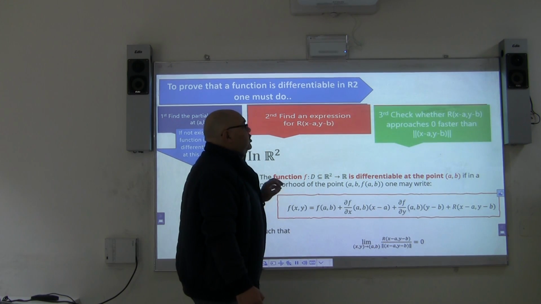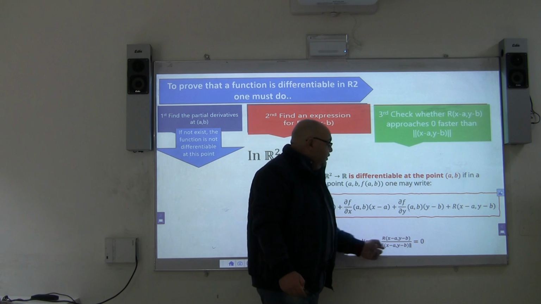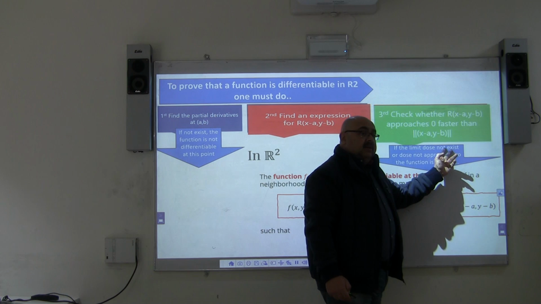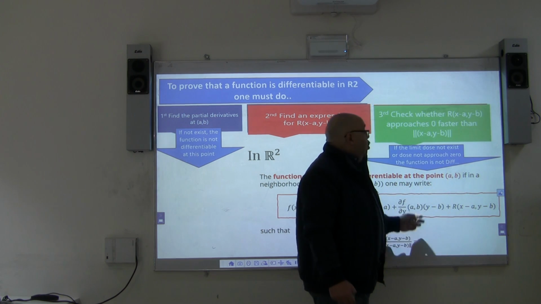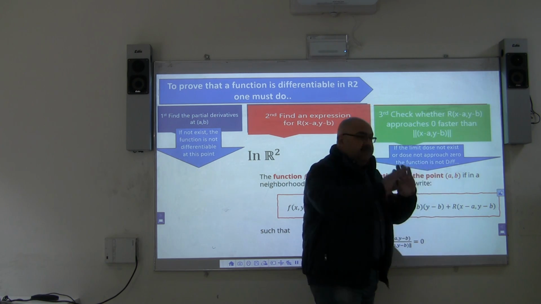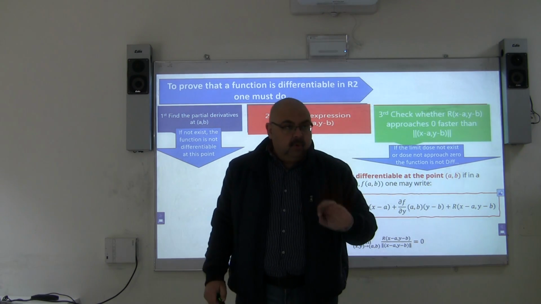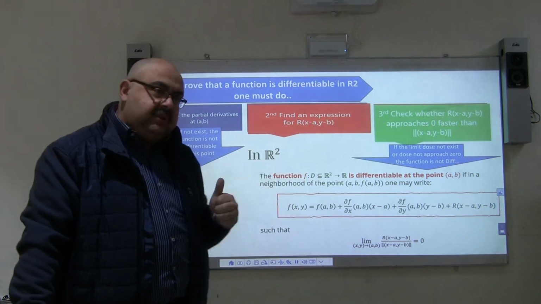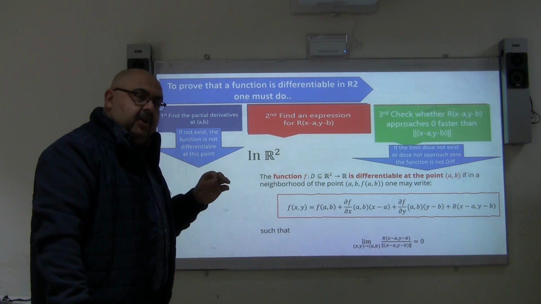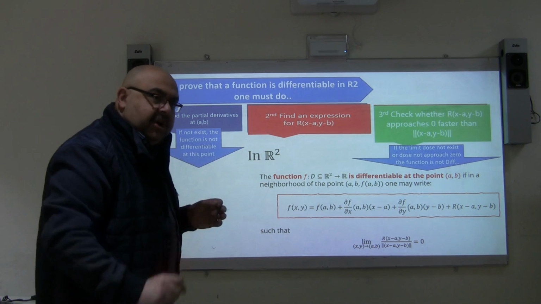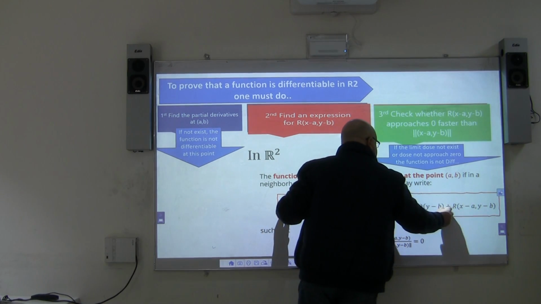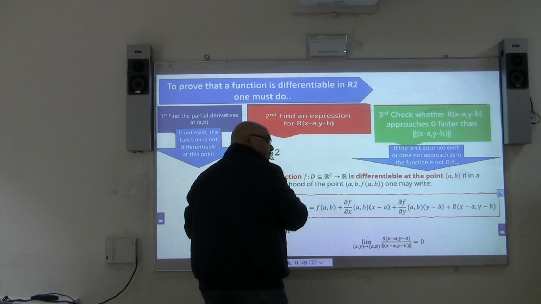Step number 3, check whether the limit tends to 0 or not. Remark: if this limit doesn't exist, or if it approaches any value other than 0, then the function is not differentiable. So once more, how many steps? 3 steps. The first step is to find the partial derivatives. The second step is to find the expression of r of x minus a, y minus b. From where are you going to get that definition? From this step. So r is equal to taking those 3 terms to the other side.